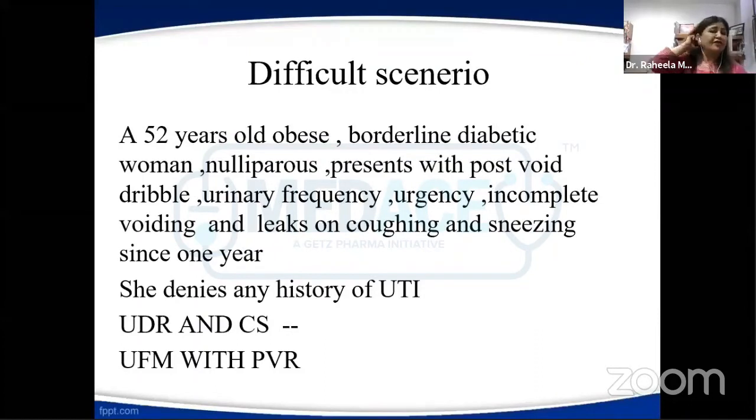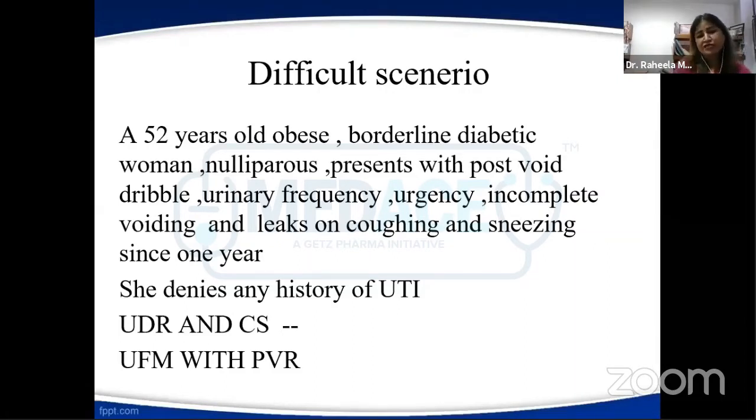So now another difficult scenario, one of the very common presentations in my clinic. This is a 51-year-old obese patient, borderline diabetic. Her BMI was, by the way, 34. She's nulliparous. She presents with post-void dribble, urinary frequency, urgency, incomplete voiding, and leaks on coughing and sneezing for 1 year, with a very bad impact on her quality of life.